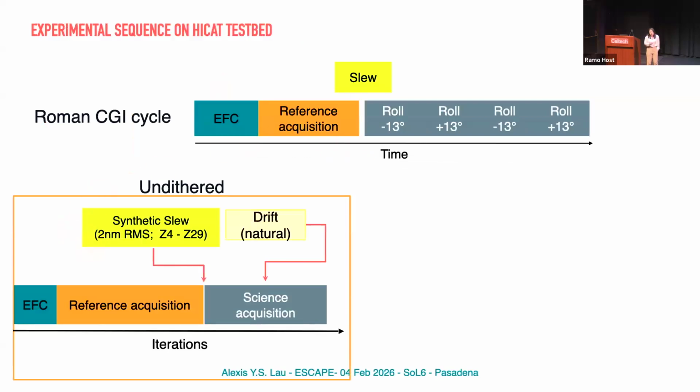Since we cannot slew the testbed to a star, we injected what we call a synthetic slew at 2 nanometer RMS, with a linear combination of modes from set 4 to set 29. Because starting from after the EFC the loop is left open, the contrast level that we observed throughout our study is a lot higher than the nominal baseline of HiCAT. We also let the natural drift accumulate throughout the observations. This is the baseline that we use to compare whether high-order dithering works or not.